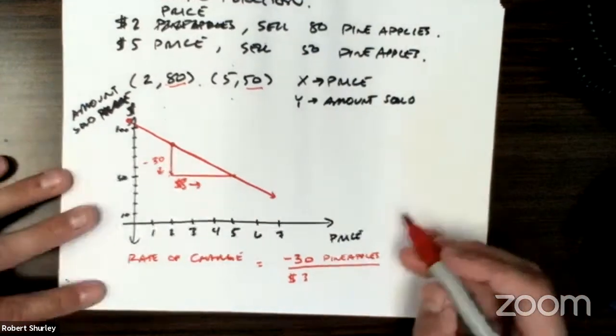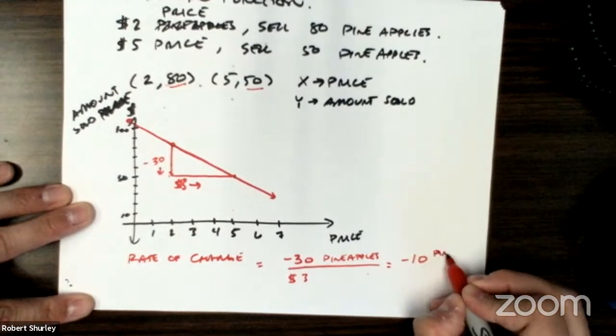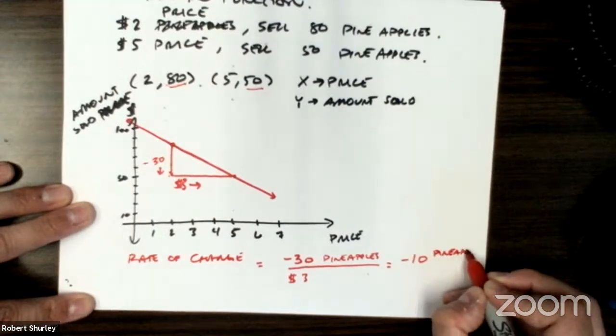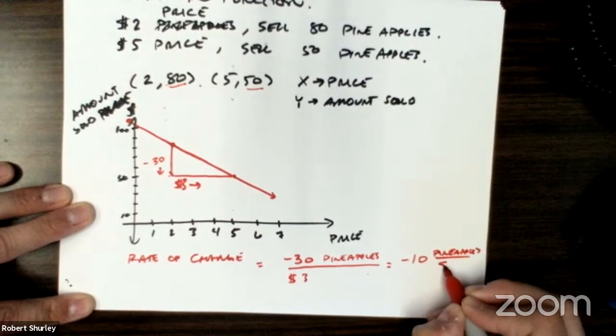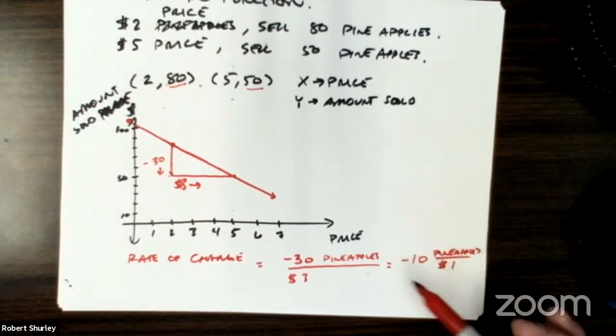Yeah, $3 in price. So what does this mean? So we get negative 10 pineapples per dollar, right? Per $1, if you want to write it like that. So what does this tell us?